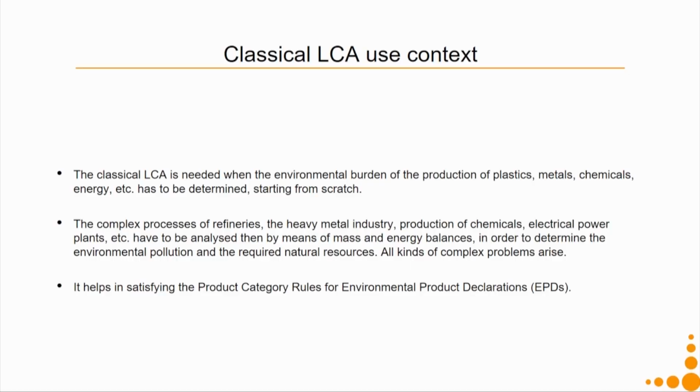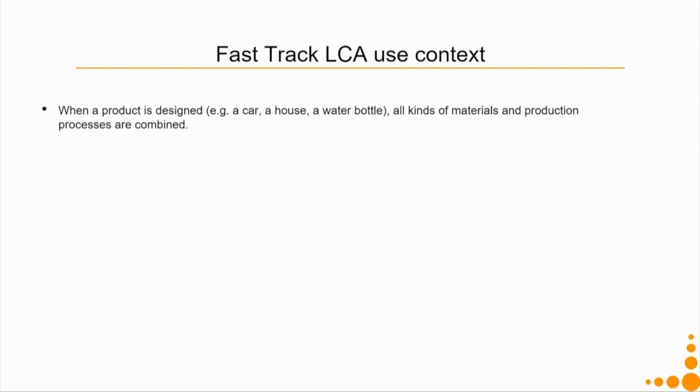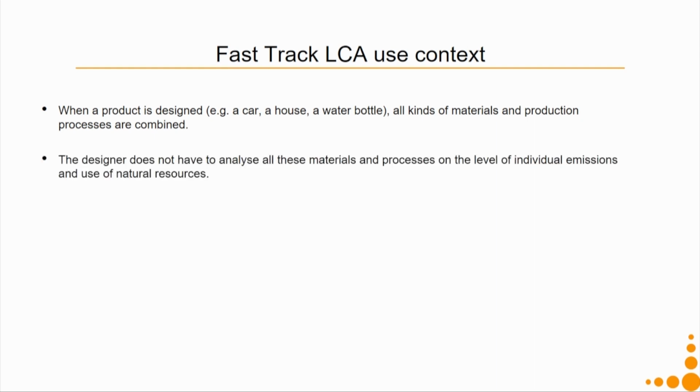The classical LCA helps in satisfying the product category rules for environmental product declarations, which is not achieved by fast track LCA. Now, fast track LCA use context. So, when a product is designed, for example a car, a house, a water bottle and so on, all kinds of materials and production processes are combined. So, the designer does not have to analyze all these materials. Say for example, a car might be made up of 5 different types of materials. So, we do not need to analyze each and every material and the processes from scratch.